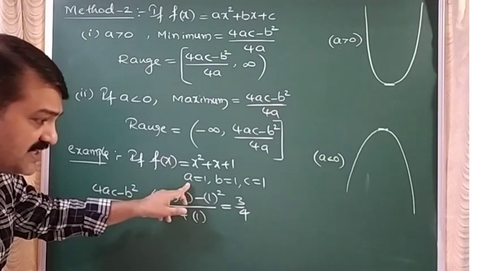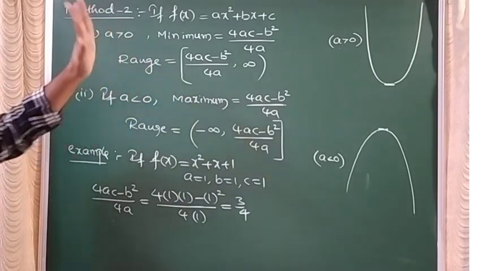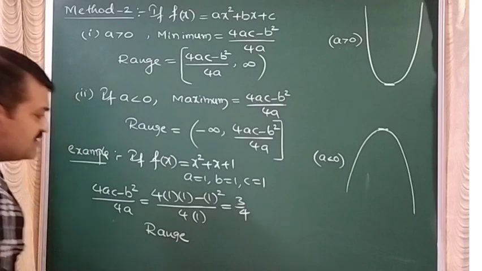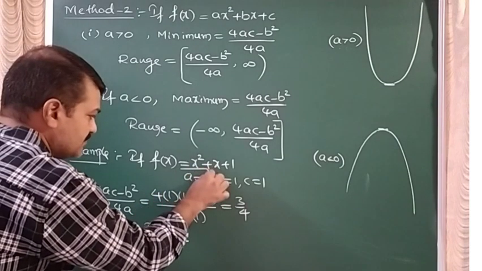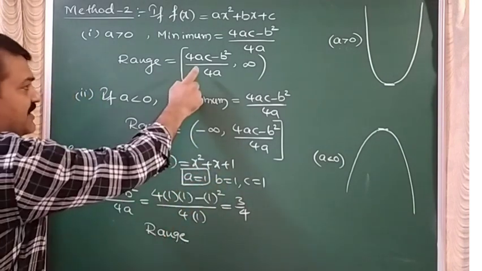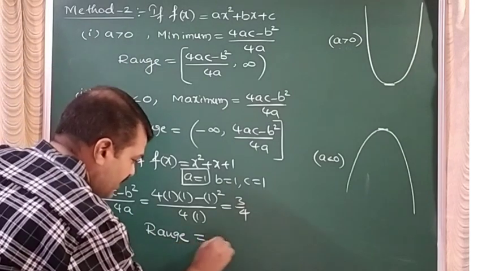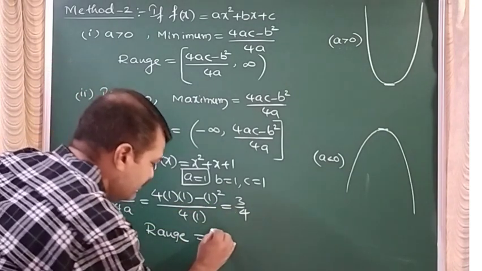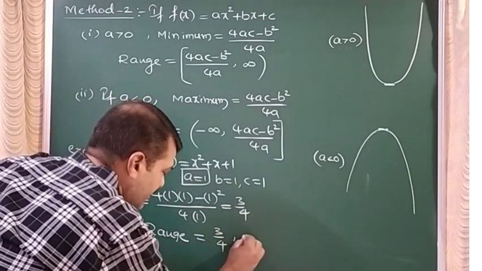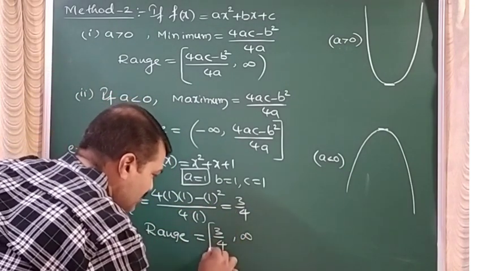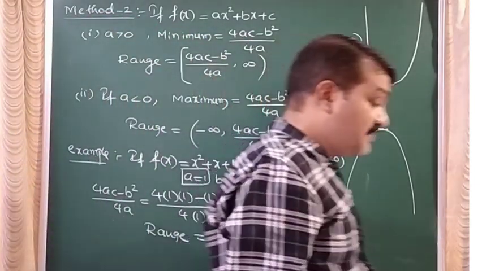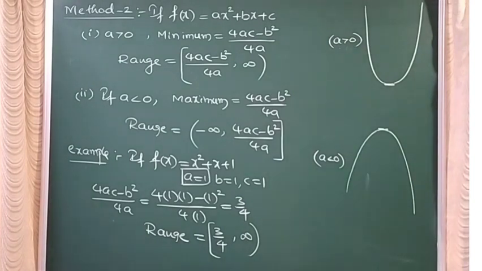Since a is positive, this is going to be the range. So the range of the function, since a is positive clearly, will be this one. That means 3 by 4 to infinity, left closed, right open. So this is a simple process to find the range whenever you have quadratic expressions.